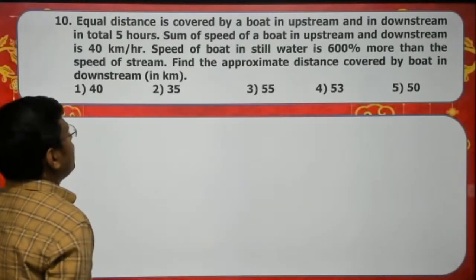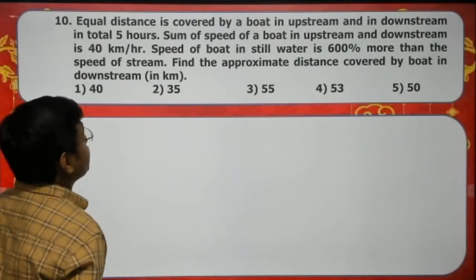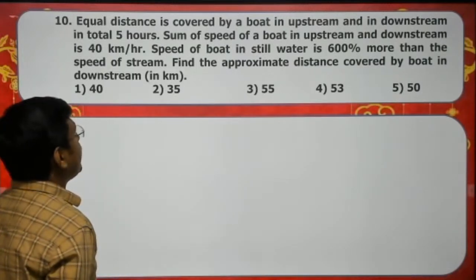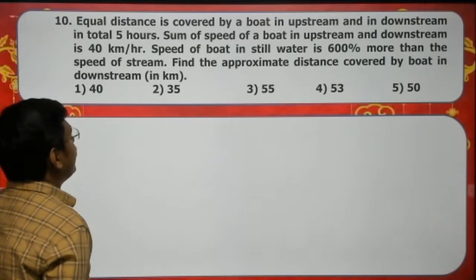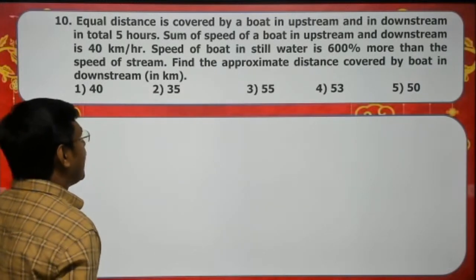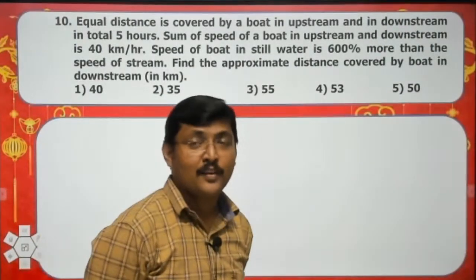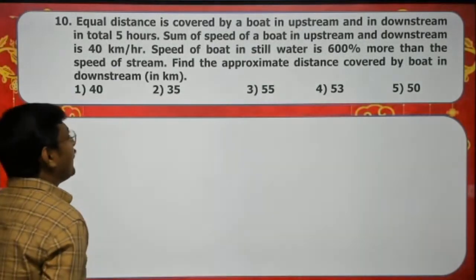Equal distance is covered by a boat in upstream and in downstream in total 5 hours. Sum of the speed of a boat in upstream and downstream is 40 km per hour. Speed of boat in still water is 600% more than the speed of the stream. Find the approximate distance covered by boat in downstream. A very good question and an important question. It's a previous year exam question. So listen, find the approximate distance.